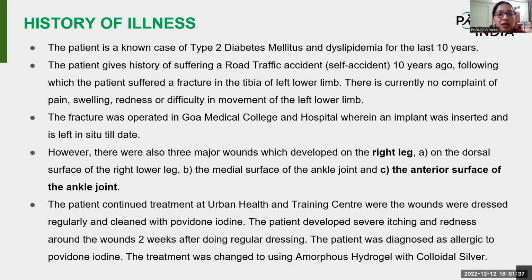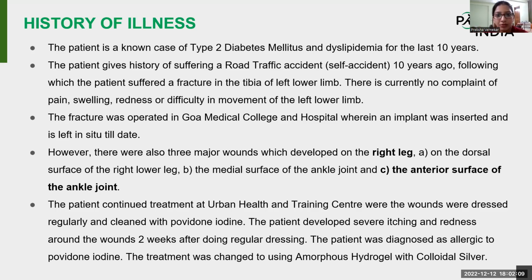History of present illness. The patient is a known case of type 2 diabetes mellitus and dyslipidemia for the last 10 years. The patient gives a history of a road traffic accident, a self-accident, 10 years ago, following which he suffered a fracture of the tibia of the left lower limb. There is currently no complaint of pain, swelling, redness, or difficulty in movement of the left lower limb. The fracture was operated at a Tertiary Care Hospital of Goa, where an implant was inserted and is left in situ till date.